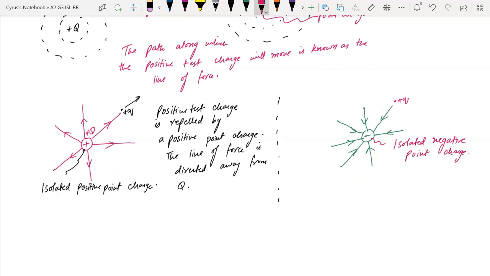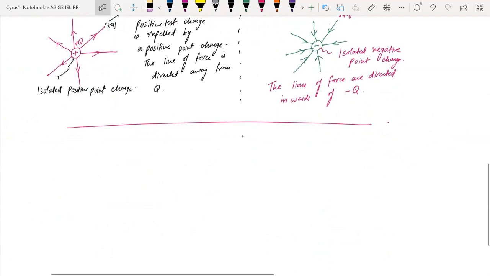And what's happening is the lines of force are directed inwards of minus q. It's directed inwards, right? If we have here a positive charge and a negative charge, the electric lines of force are going to go from the positive to the negative like this.